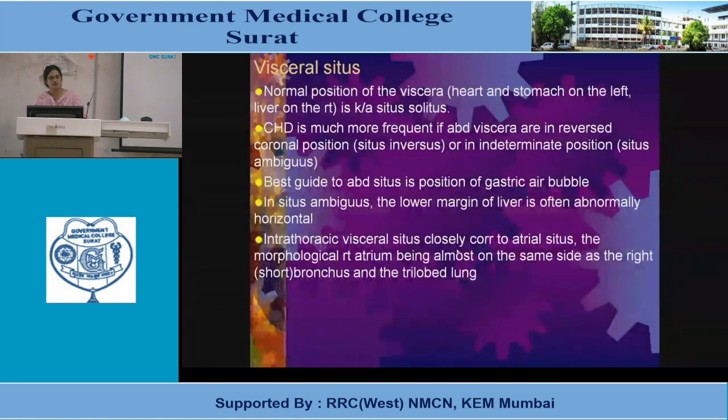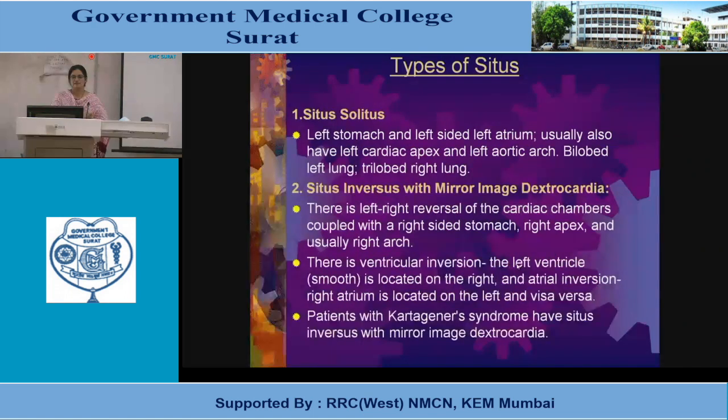Intrathoracic visceral situs closely corresponds to atrial situs. The morphological right atrium is almost on the same side as the right short bronchus and the trilobed lung. So, right atrium and the right lung will be seen on the same side. Situs solitus, left stomach and left-sided left atrium, usually also have left cardiac apex and left aortic arch, bilobed left lung, trilobed right lung. Situs inversus with mirror image dextrocardia, there is left to right reversal of the cardiac chambers coupled with the right-sided stomach, right apex and right arch.